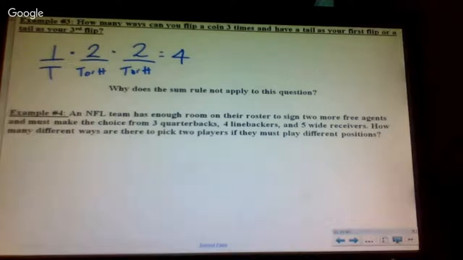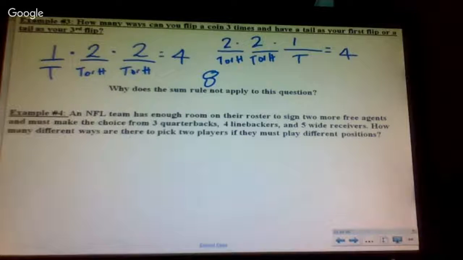Okay? It says or a tail as your third flip. So I want something like tails or heads, and the last one I want is a tails. So what does that look like? 2 times 2 times 1. So I get 4. So 4 plus 4 gives me, I should have 8 total options, right? Yeah. What if I tell you your answer is 6? I wouldn't believe your answer is 6.